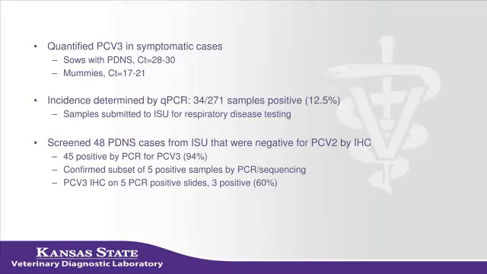We also worked with ISU to go back to their archived tissues, and they pulled 48 cases where they had diagnosed PDNS based on the clinical signs and testing that had tested negative for PCV2. So PDNS cases, PCV2 negative. We tested those by PCR for PCV3, and we found 94% were positive. We also did some confirmatory sequencing on some of these, and then also did IHC, and those we tested by IHC were also positive for PCV3 antigen.